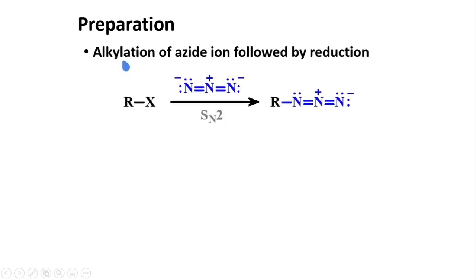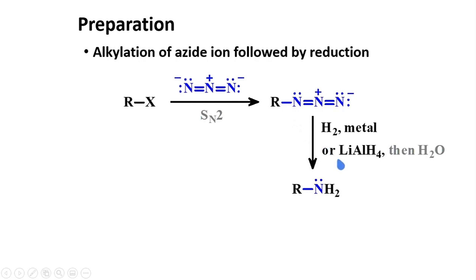A more reliable method is the alkylation of azide ion, followed by reduction. Your alkyl halide can react with sodium azide. The azide ion has this structure. Now this azide can react by an SN2 process to form this alkyl azide. Reduction of this alkyl azide with metal-catalyzed hydrogenation or reducing agents such as lithium aluminum hydride will give you your amine. There's no further reaction in this case.